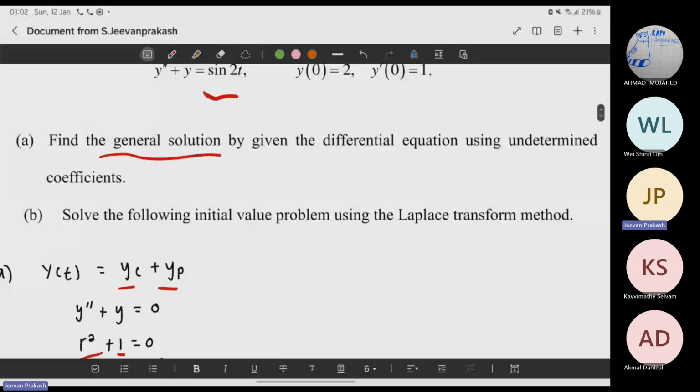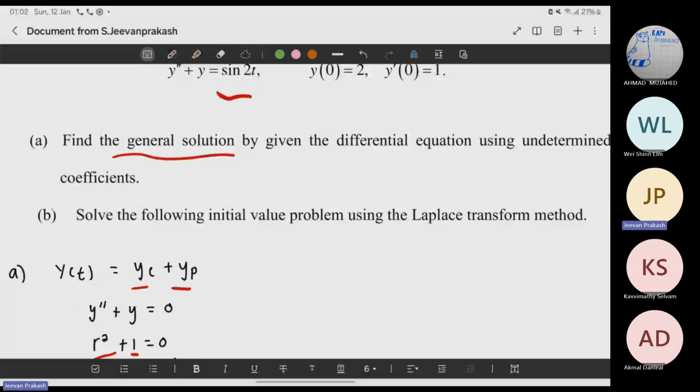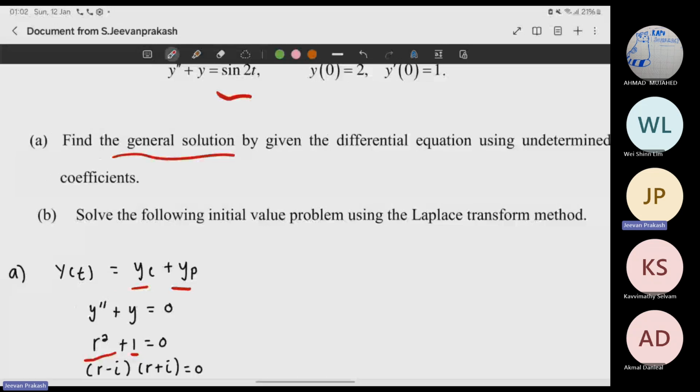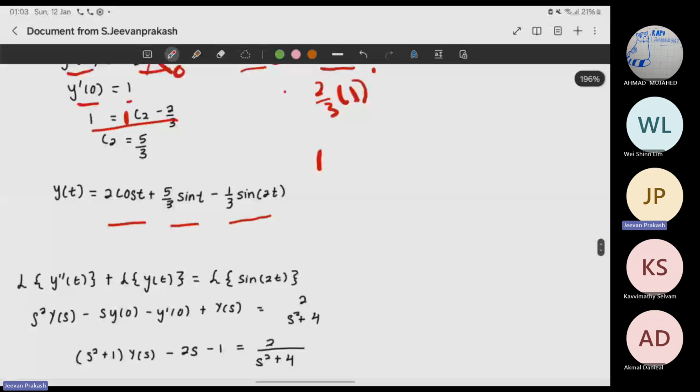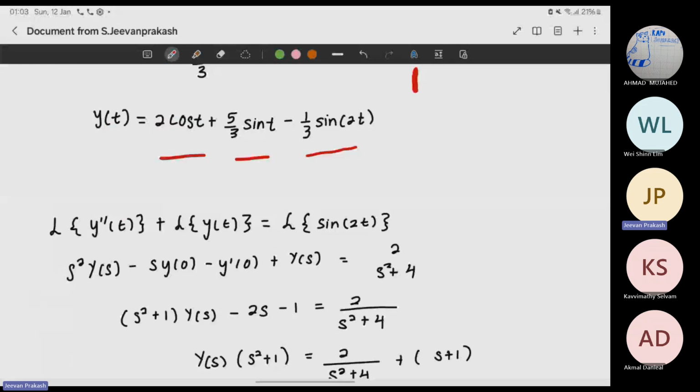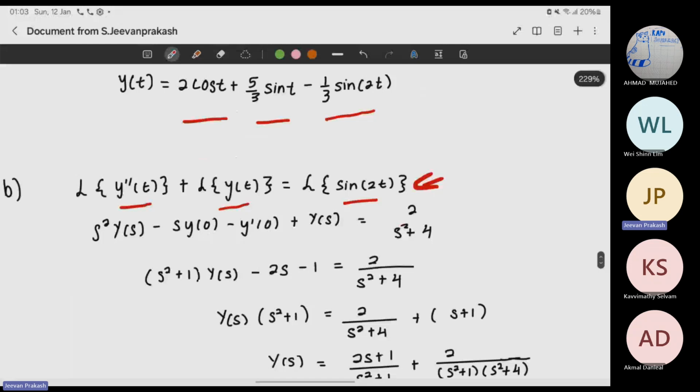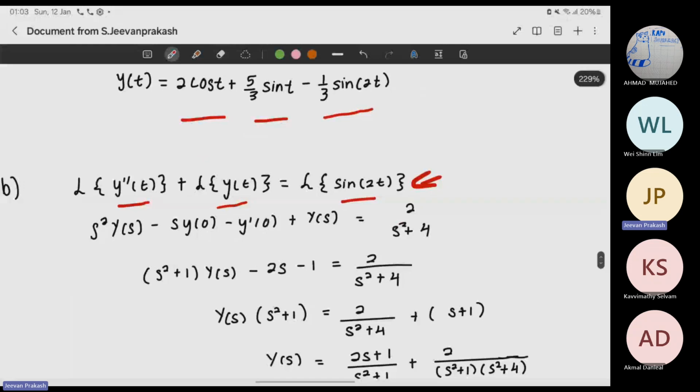Okay, next, part B, they asked us to solve the problem using the Laplace transform method. For the Laplace transform method, you have to Laplace each and every term. So L of y double prime t, L of y t, and L of sin 2t. This is given in the question, just add the L. Then we have to change the whole equation to the s term.